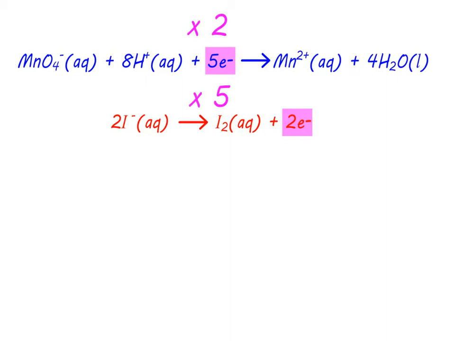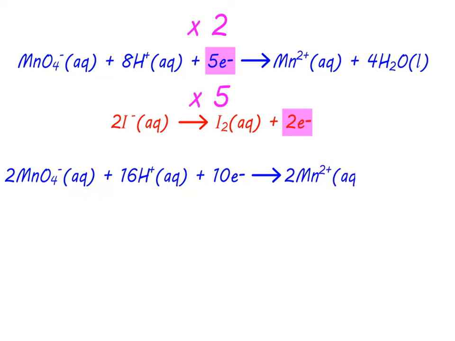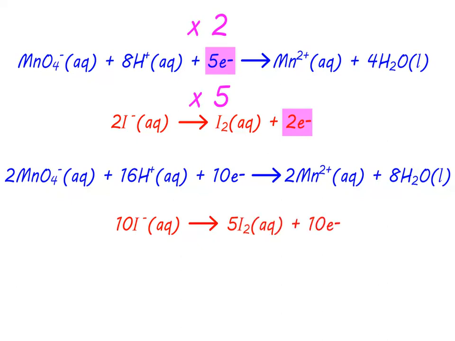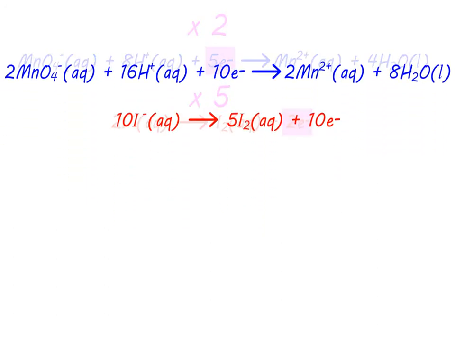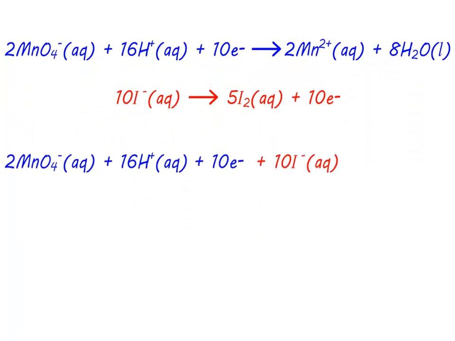When we multiply the top equation by 2, we get 2MnO4- plus 16H+ plus 10 electrons goes to 2Mn2+ plus 8H2O. And now, when we multiply the other half equation by 5, we get 10I- going to 5I2, plus 10 electrons. Now we can add them together, and we can cancel the 10 electrons that appear on both sides.